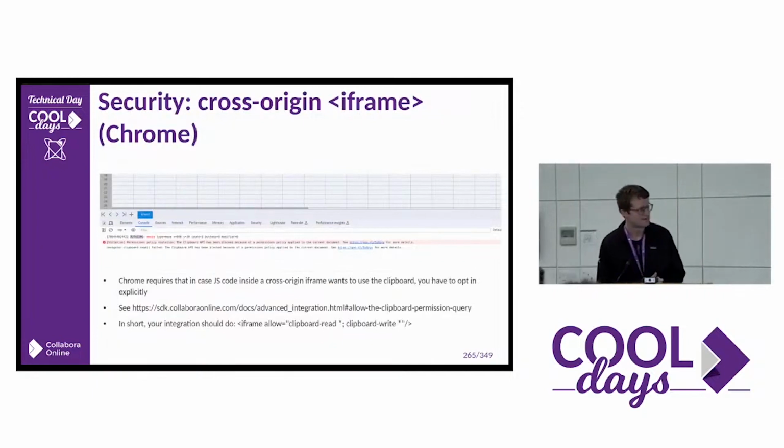An additional problem is that in case your integration and Collabora Online itself are coming from different domains, which is perfectly normal, then Chrome says that this is a cross-origin iframe, which is usually used by people who you should avoid. So this is a potential security risk. We documented in the SDK how to opt in for this behavior so that users will get working paste. And even in this case.